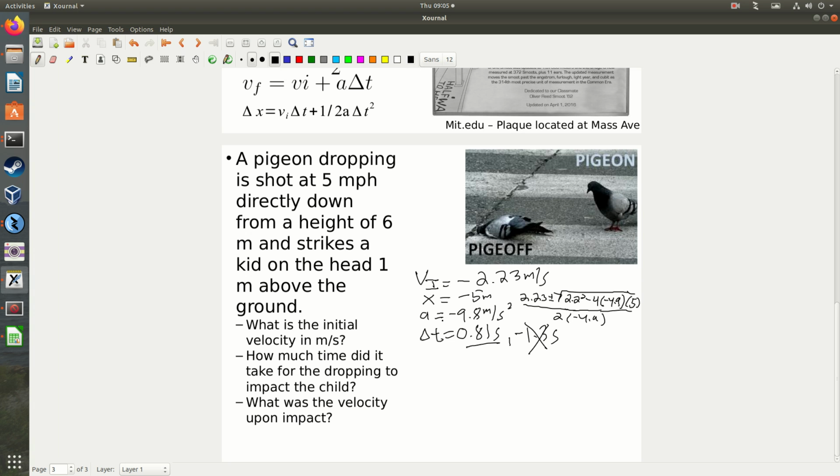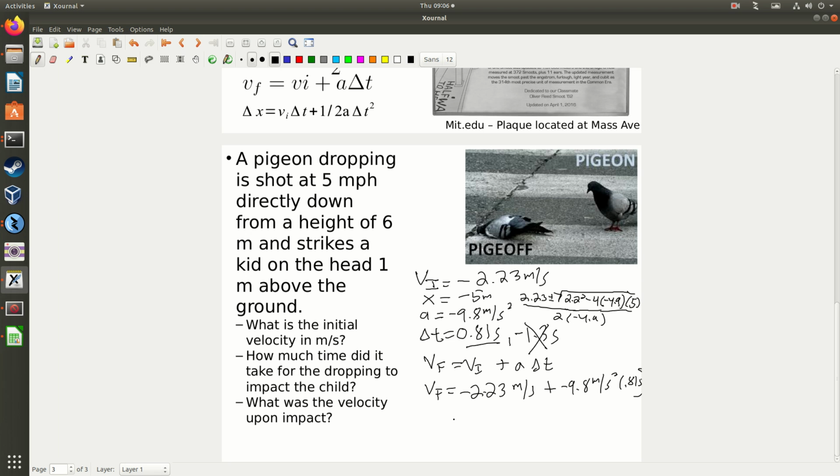Now we also want to know the velocity upon impact. Well, we know that Vf is equal to Vi plus a delta t. I'm looking for velocity, Vf. My initial velocity was negative 2.23 meters a second plus negative 9.8 meters a second squared. We want to know upon impact, and it took 0.81 seconds to hit the ground. And I'm totally running out of room here. It's going to take me a while to get used to. There, close enough.